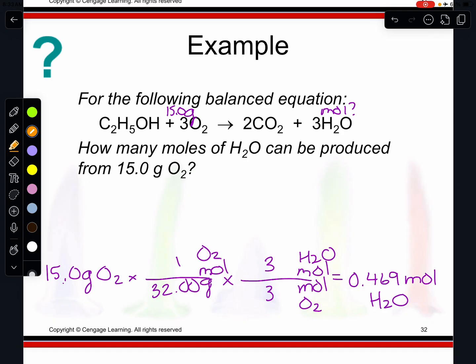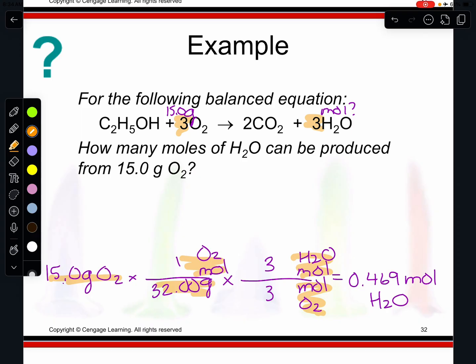So I have 15 grams. I'm going to go ahead and do grams to moles because you cannot do a mole ratio without being in moles originally. So I went ahead and did 2 O's, which is 32 grams. Then I went ahead and did my mole ratio of my O2 to my H2O, and they're both 3s.